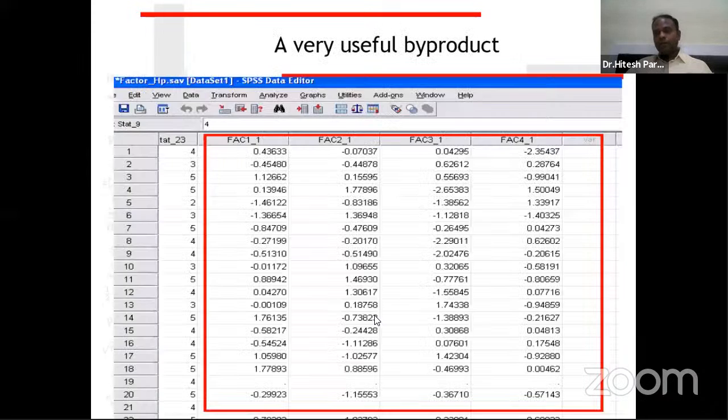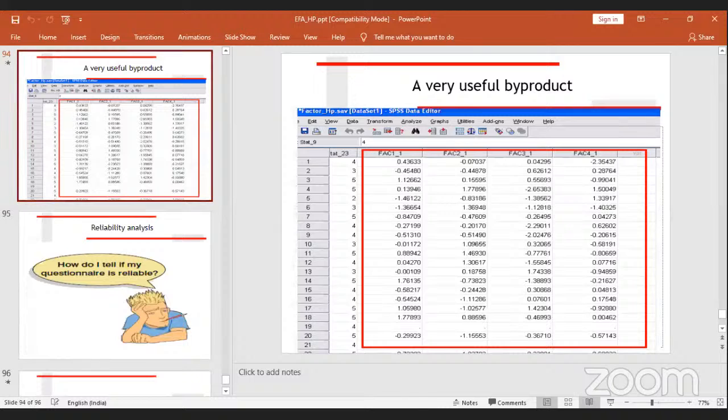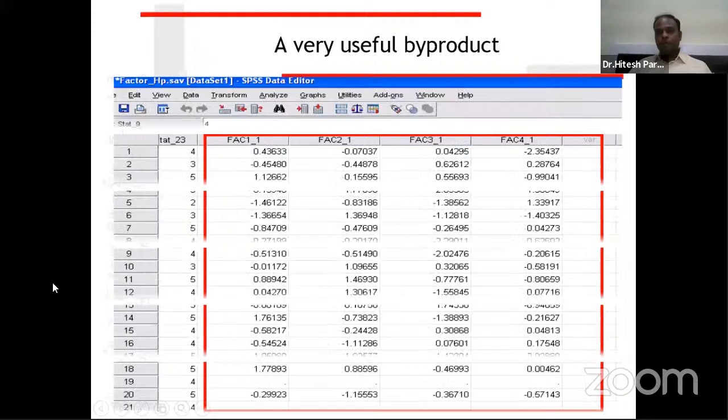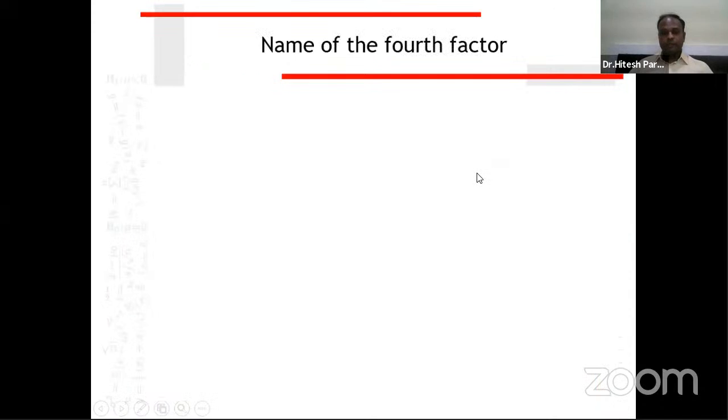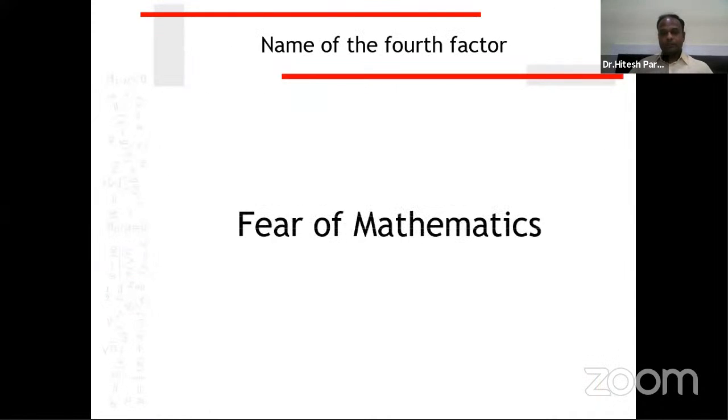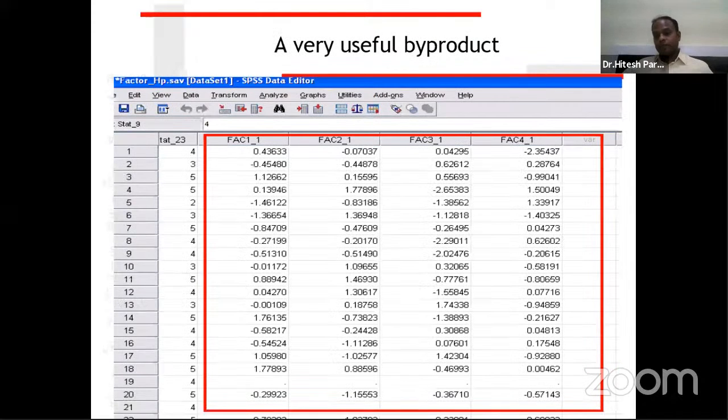So these factor scores you can utilize in your subsequent analysis. Now you do not have 23 separate dimensions; you have 4 different dimensions. The first one is fear of computers, the second is fear of statistics, the third is peer evaluation, and the fourth is fear of mathematics. So these 4 factors you can utilize in your subsequent analysis.